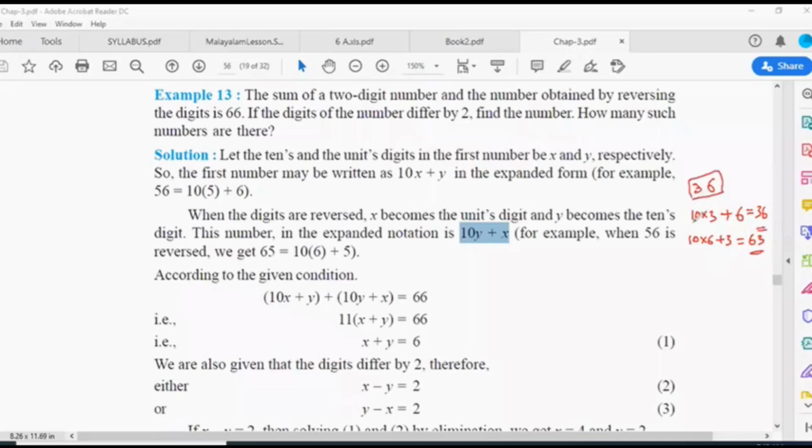And this is the general form of a 2-digit number: 10 times the digit in the tens place plus the digit in the ones place. So you know how to split a given number according to the place values. The digit in the tens place multiplied by 10 and add the digit in the ones place. That's the standard form, so you'll get 36. And if you reverse, the digit in the ones place will come in the place of tens place. So 10 times 6 plus 3 will be the reverse number, that is 63.